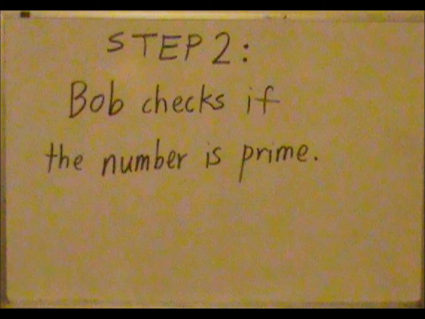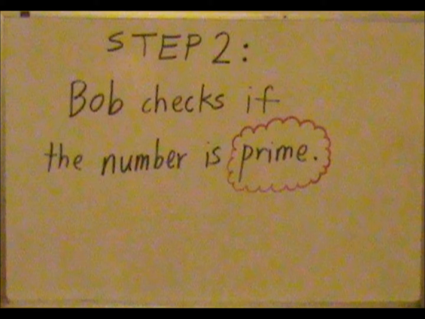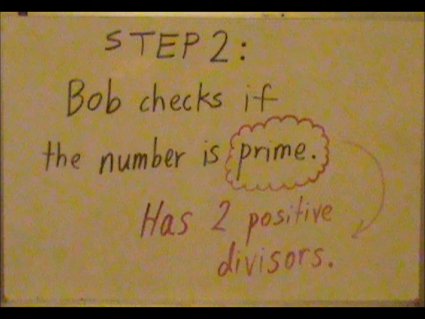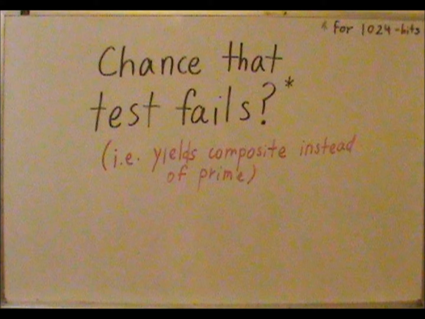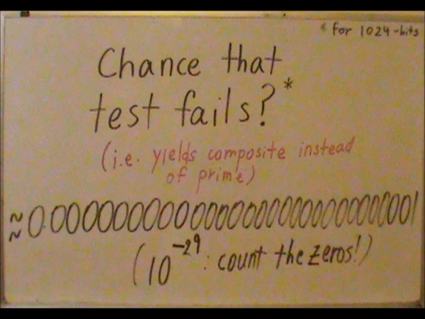Next, Bob will check if the number is a prime. Need a refresher on what the primes are? A number is prime if it has two positive divisors, 1 and itself. Using fancy primality tests, Bob should be able to find a number that is almost guaranteed to be a prime pretty quickly. By almost guaranteed, I mean the probability of a composite being falsely labeled as a prime is on the order of 10 to the power of negative 29. Bob will need two different primes for the algorithm.